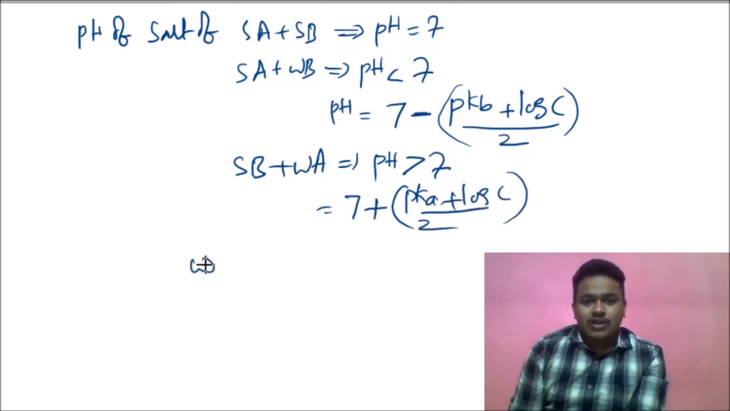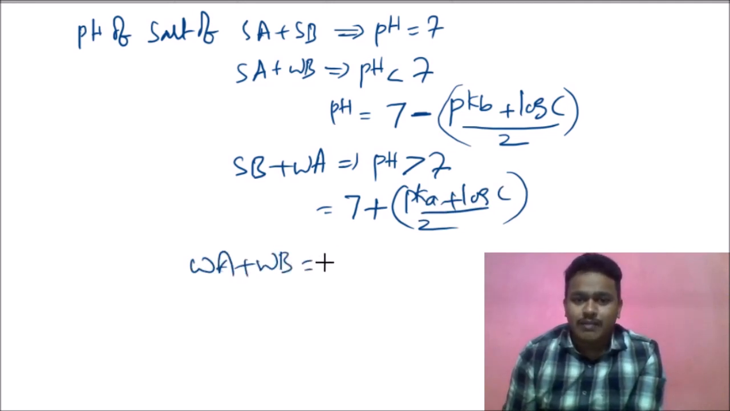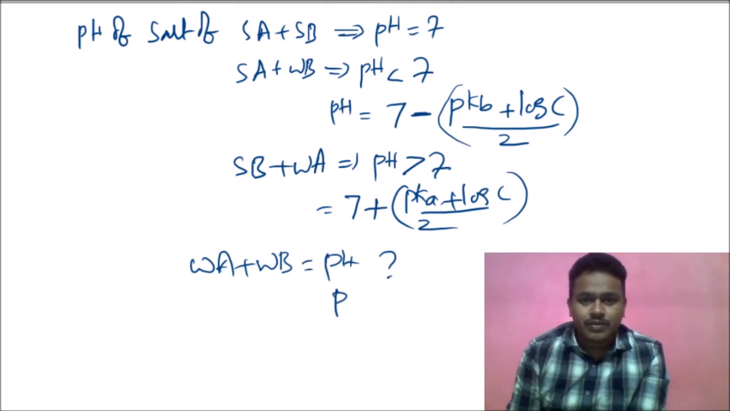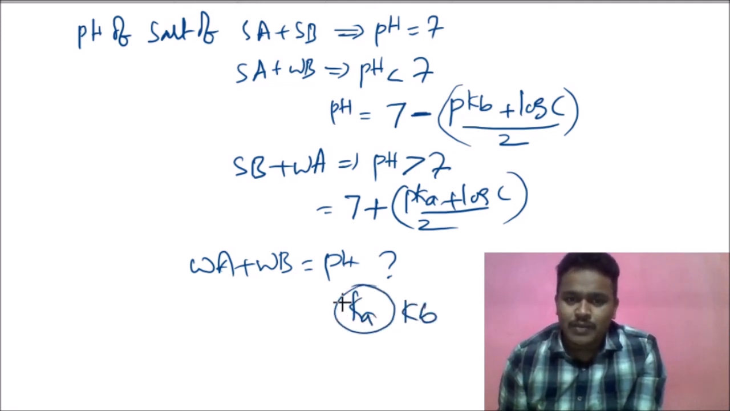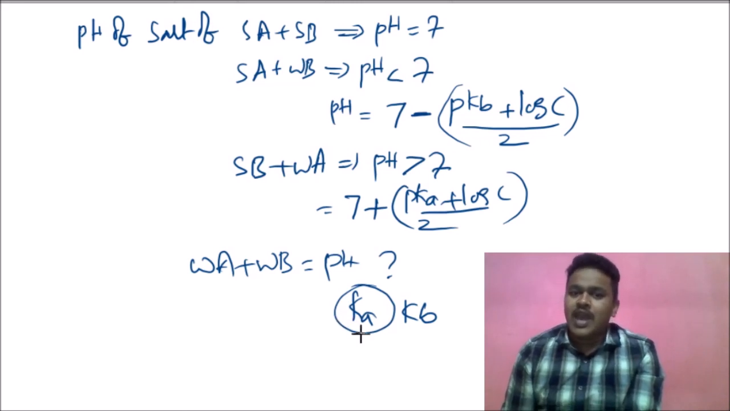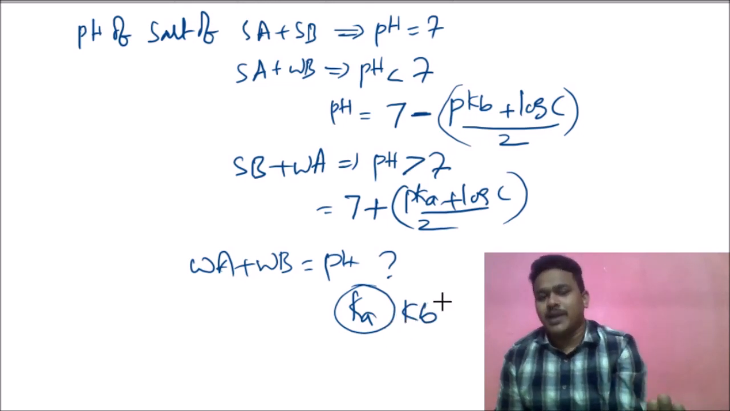Finally, salts of weak acid and weak base. So the pH can be decided by what? The Ka and Kb values. If the Ka of the weak acid is more, the resultant solution will be acidic. If the Kb of the weak base is more, the resultant solution will be basic.